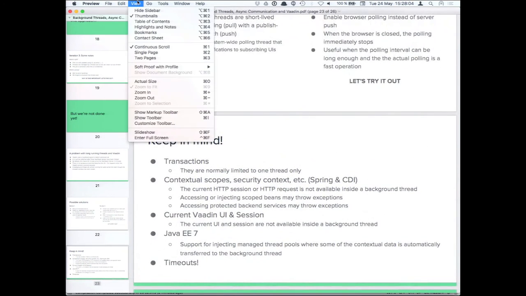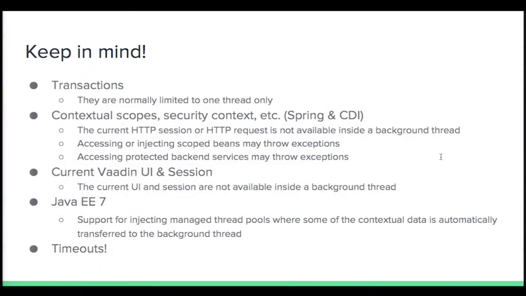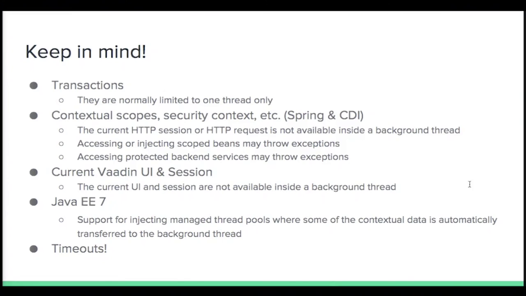I'm almost done now. Just some final notes. These are some general things, not necessarily related to what I just told you, but things that it's good to keep in mind when you're doing asynchronous background jobs and server push with Vaadin. So first of all, transactions, as I already mentioned in one of my previous talks, are normally limited to one thread only. So you might get strange side effects if you start up a new thread within a transaction and you expect that thread to participate in the same transaction. Most likely it won't work.